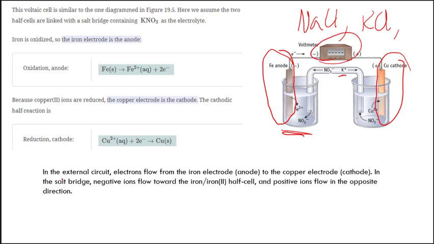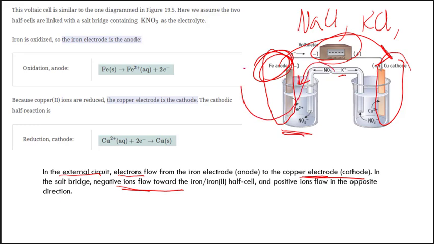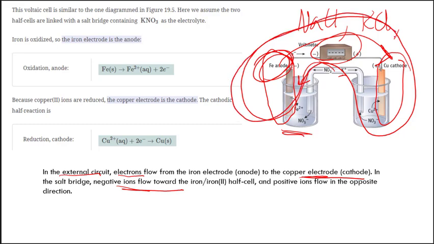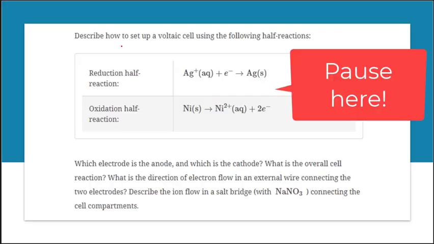And then we have this voltmeter with our external circuit, and electrons are flowing from the iron anode to the copper cathode. And in our salt bridge, the negative ions are going toward the iron and the iron 2 half cell, which actually goes right in line with that whole circuit. The negatives are going to the left, and our positives are going to the right in the opposite direction. What about this example? Pause it and see how you would set up this voltaic cell using those half reactions.